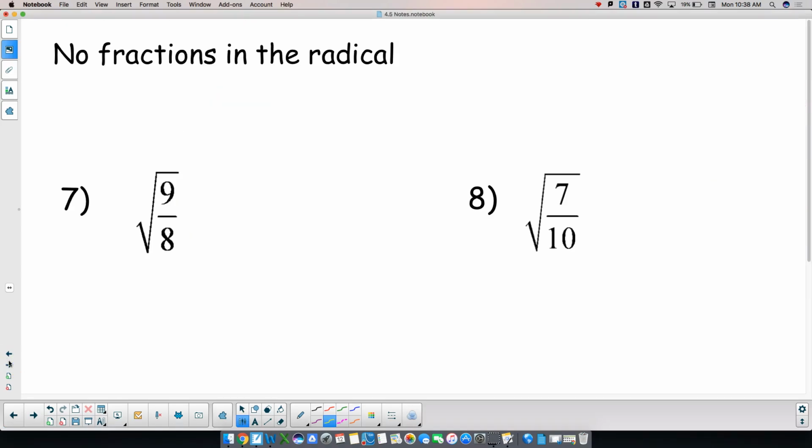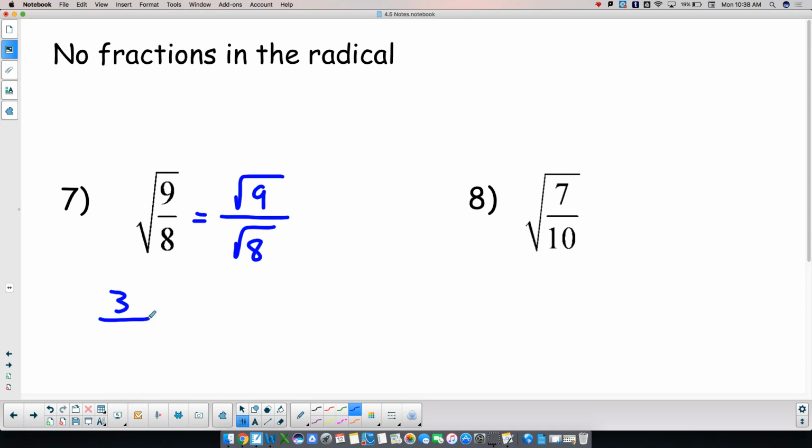No fractions in the radical, right? Or in the radicand, I should say. So first off, the square root of 9/8 would become the square root of 9 over the square root of 8. So the square root of 9 is 3.